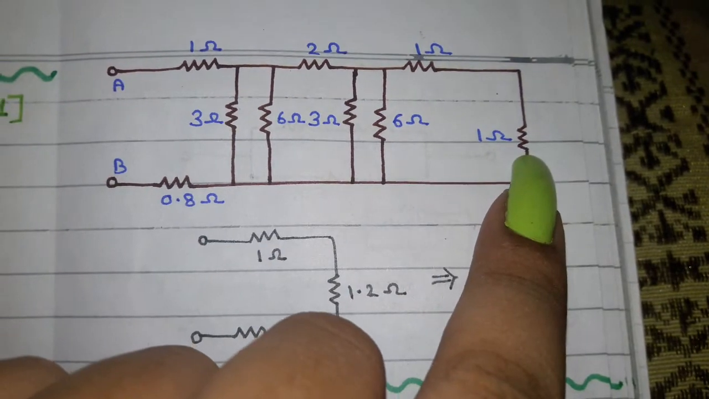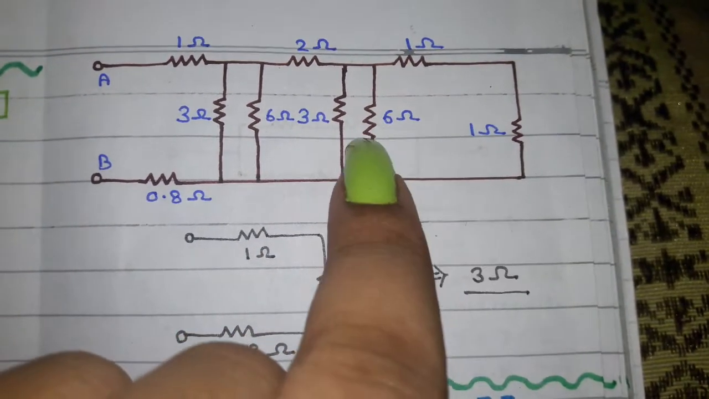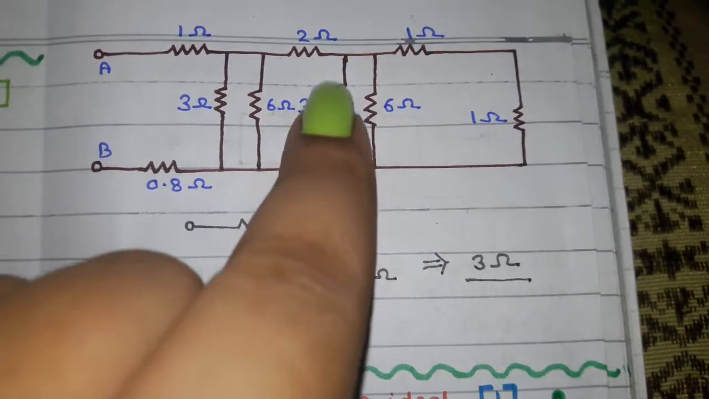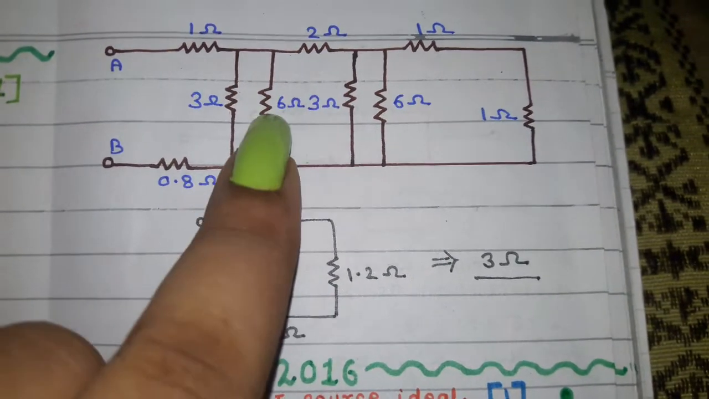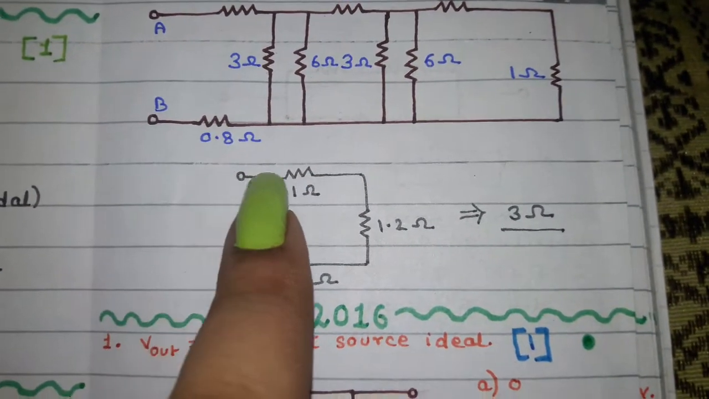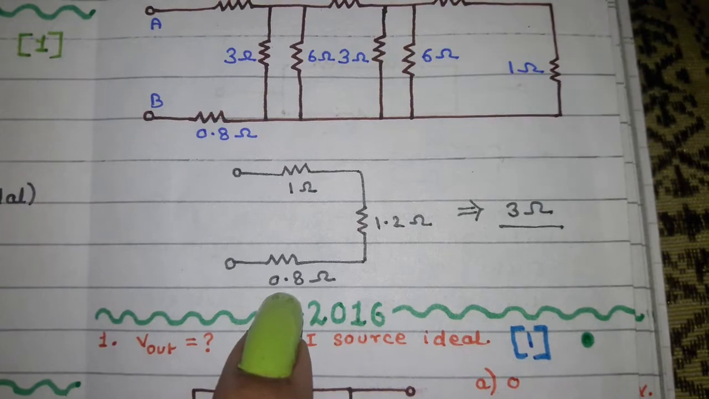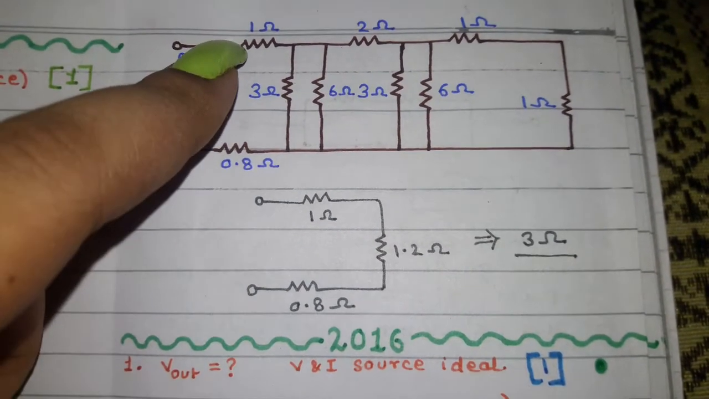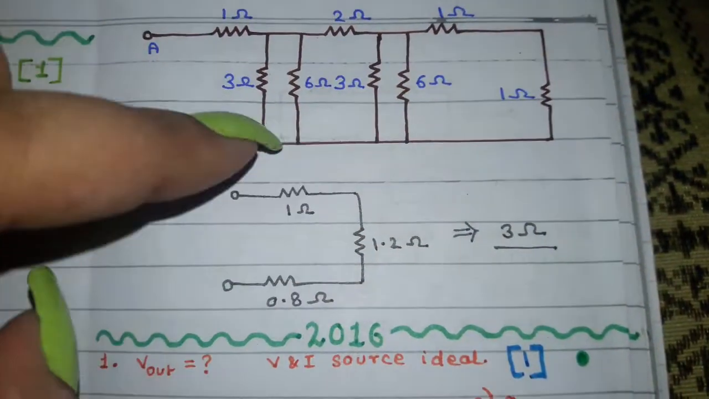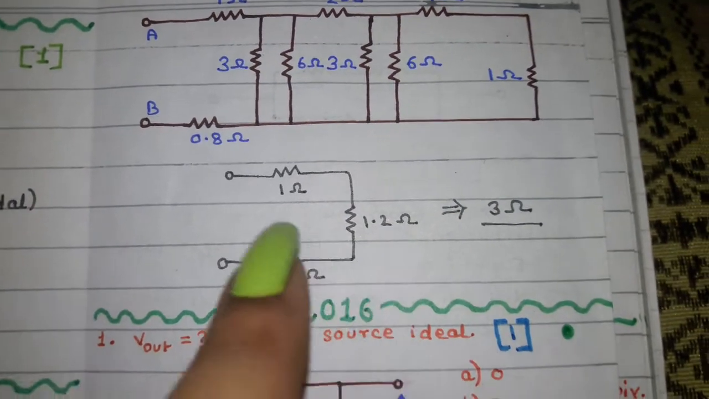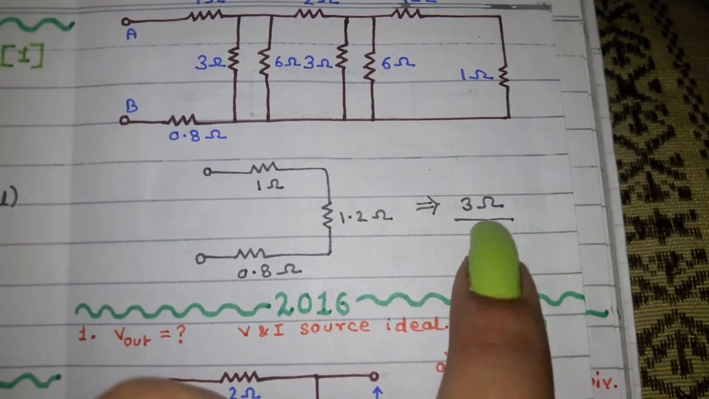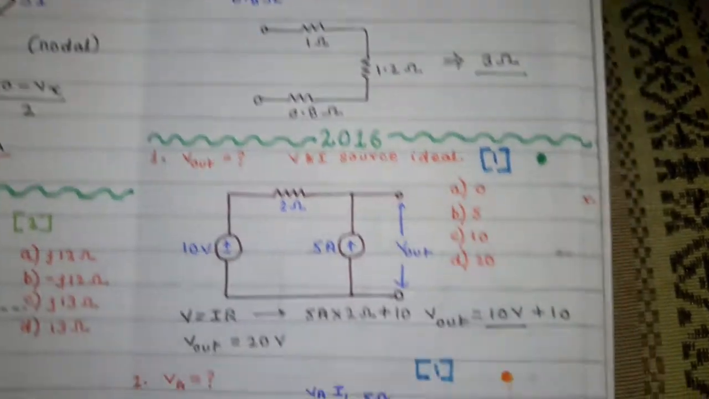These two happen to be in series, and the resultant would be parallel to this, and the resultant would be parallel to this, and the entire thing would be in series with this, in parallel with this, and in parallel with this as well. When you solve it, you get this circuit. This is your 1 ohm and this is your 0.8. Apart from these two resistances, when you solve all the others you get 1.2 ohm, and this series combination of 3 resistances gives the equivalent resistance as 3 ohm. So this question was also easy.